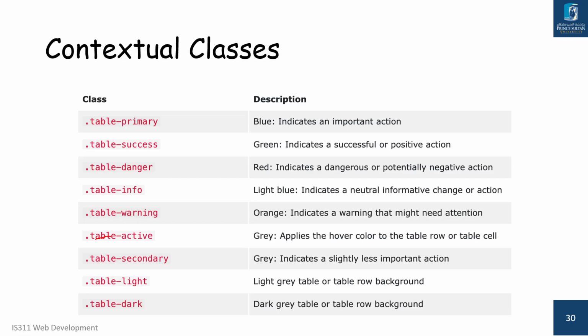So here are the contextual classes that I was talking about. We have table-primary, table-success, danger, dark, light, secondary, all of which are the background colors for the tables. Any questions so far? No.